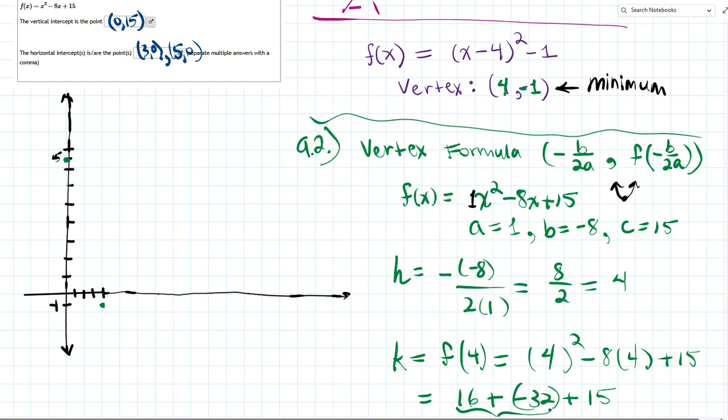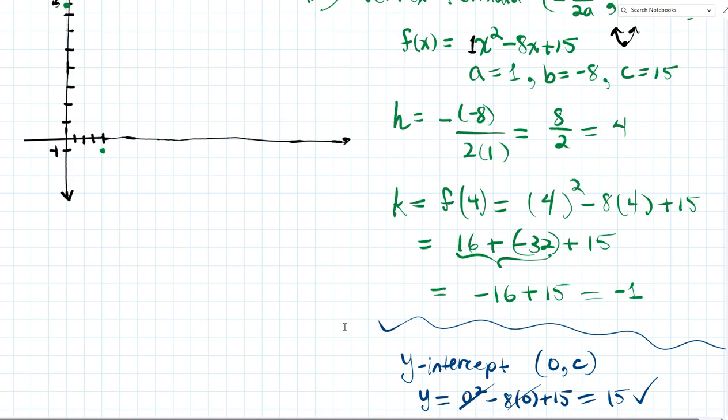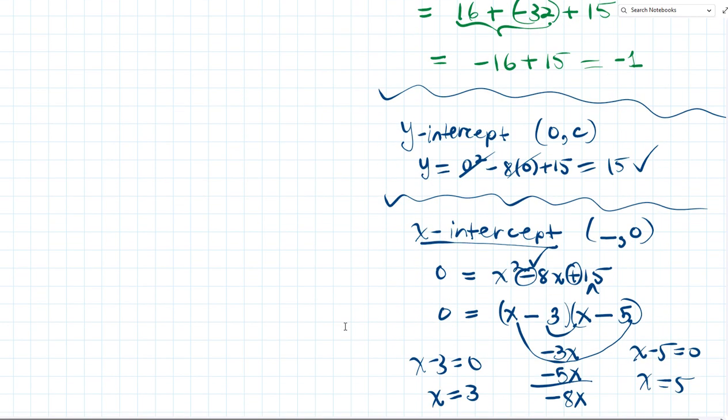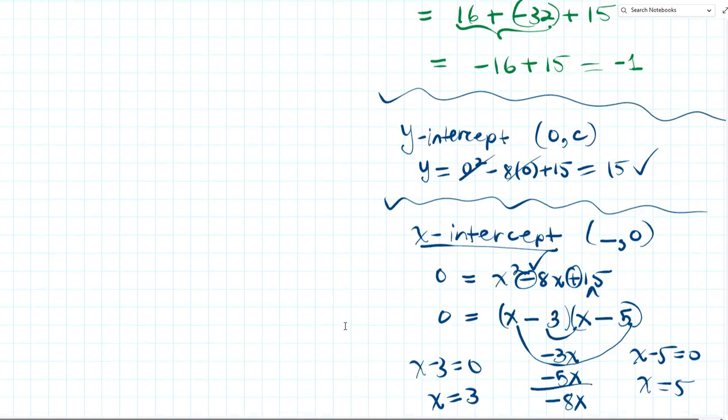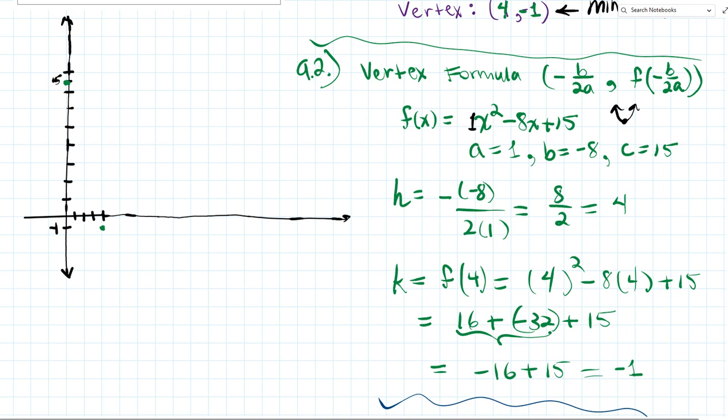And so I can also put my x-intercepts. I had one at an x value of 3 and one at an x value of 5. So I should have one right here at 3 and one right here at 5. Those points are going to be enough to give a good picture, as nice as I can draw it.